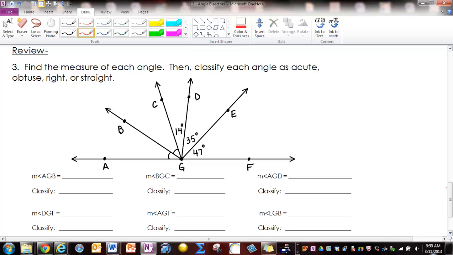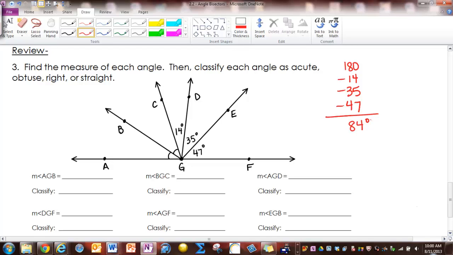So the first thing I'm going to do is notice that all of these angles together basically make a straight line, so their measures should add up to 180 degrees. So what I'm going to do is take 180 and subtract the three angles that are given to me. So minus 14, minus 35, and minus 47. Now that gives me 84 degrees.